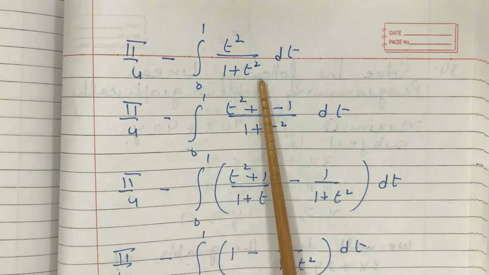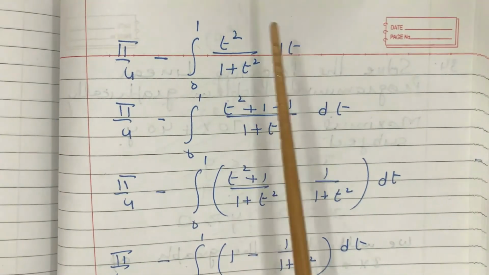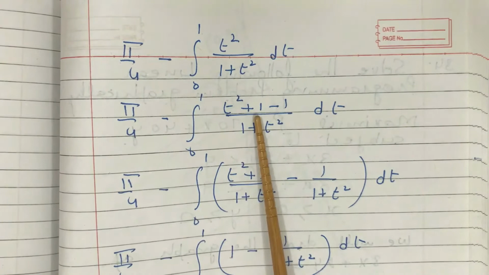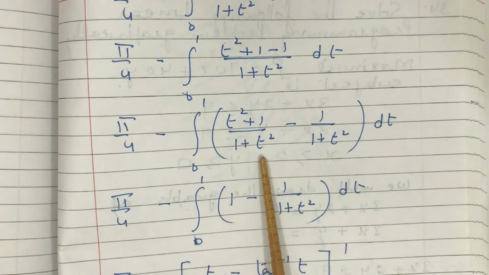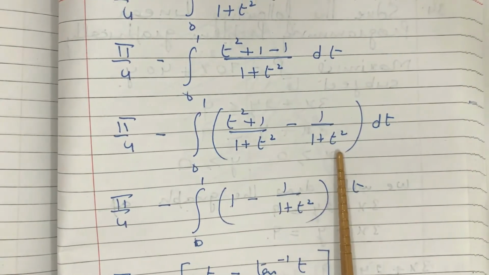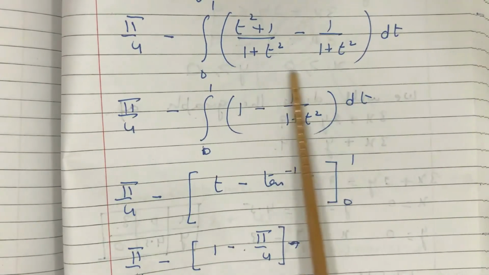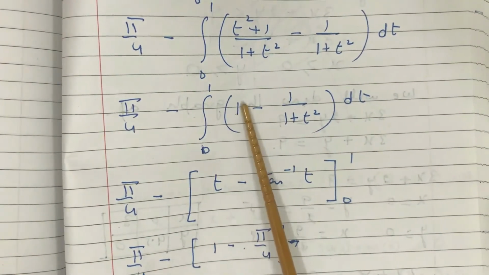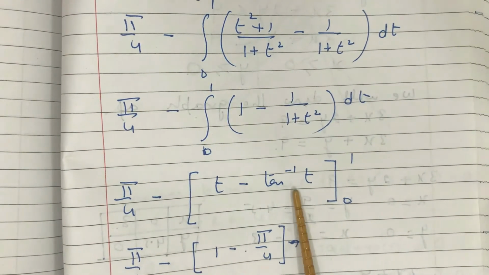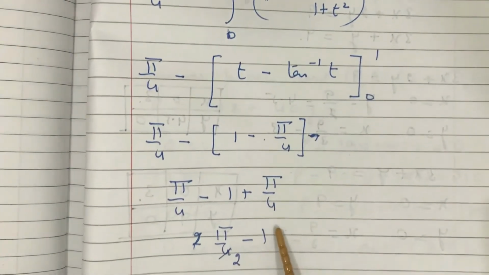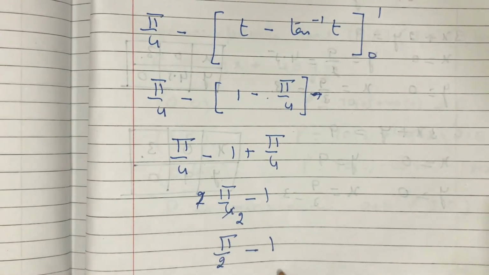Now this is the question now. Pi by 4 minus, add 1 and subtract 1 in this numerator. You will get this. Now this thing can be written as t square plus 1 upon 1 plus t square minus 1 over 1 plus t square. Now this is 1, and now integrate this. Integration of 1 is t, integration of this is tan inverse t, and you will get this. And after simplifying this, you will get pi by 2 minus 1. So that is the answer.